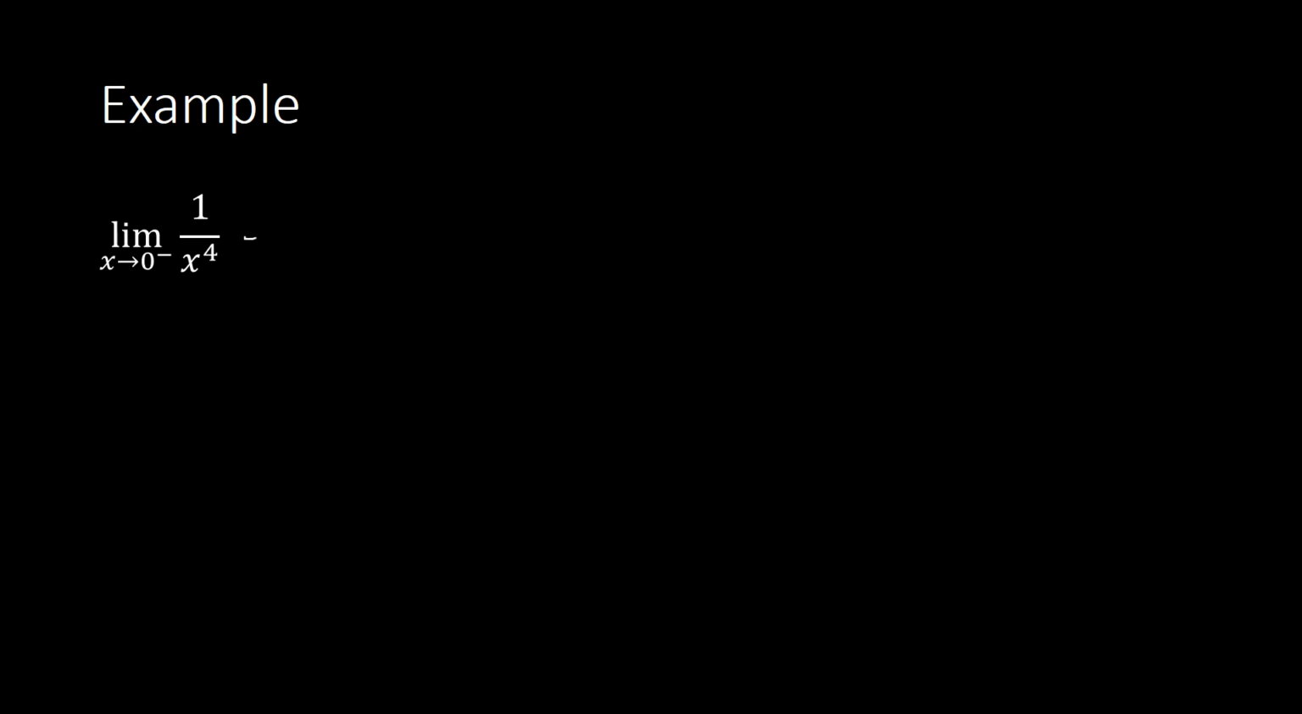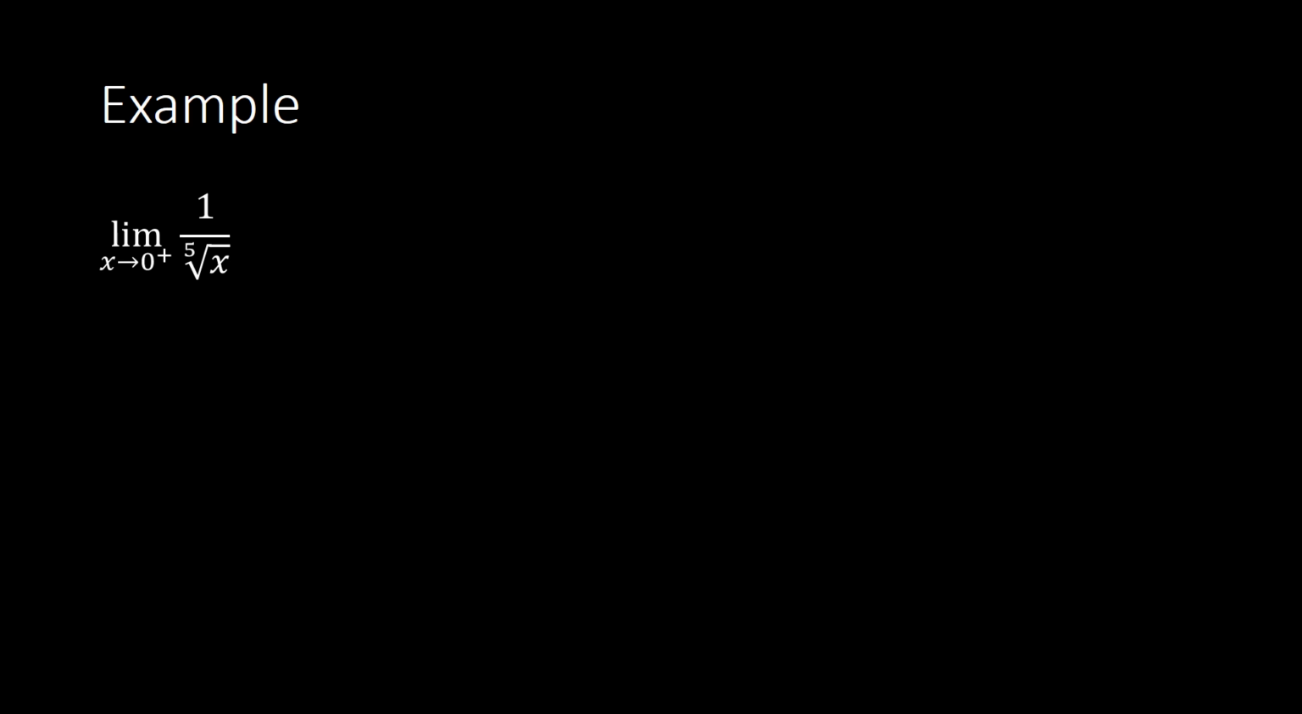Next, we have the limit of 1 over x to the power of 4 as x approaches 0 coming from the left side. This is even. So that means this is a positive infinity. Because again, if your r is even, regardless of whether it's coming from the left side or the right side, that will be approaching a positive infinity.